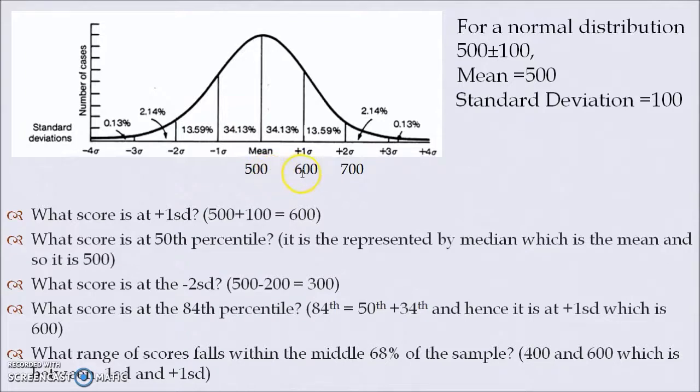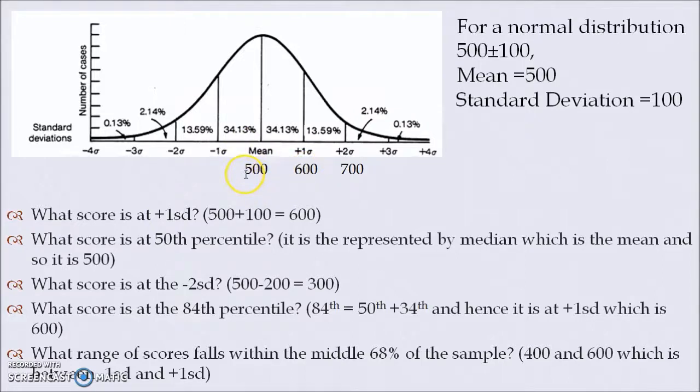500 and your standard deviation is 100. How do I know the standard deviation is 100? Because it gives me a plus minus of 100. Whenever I have a plus minus of 100, this value after that is your standard deviation. So what would be plus 1? I add 500 plus 100, which gives me 600. So plus 1 standard deviation is 100 above the mean.